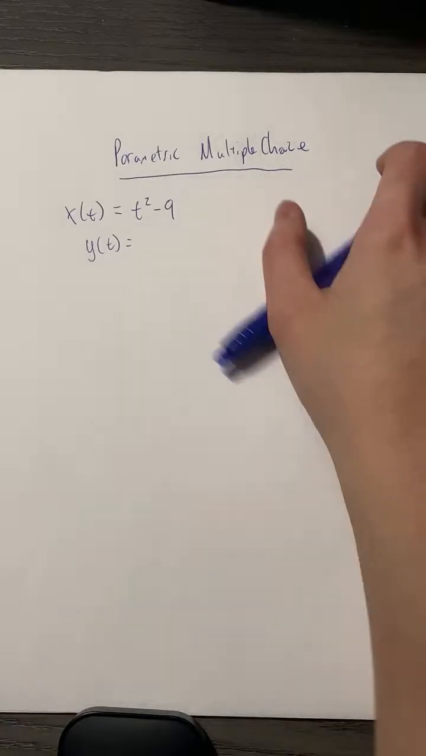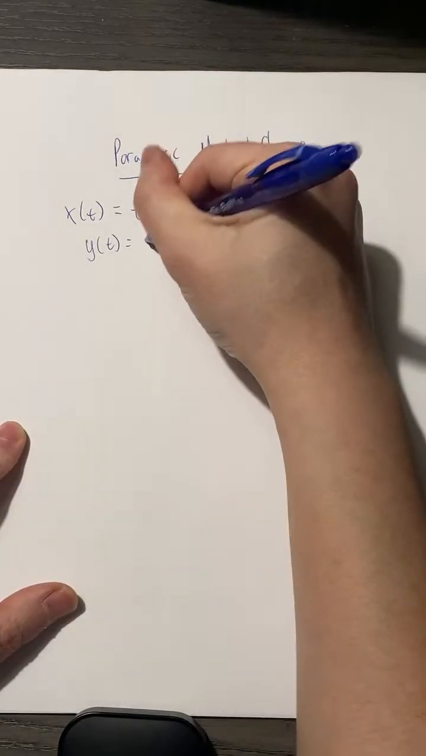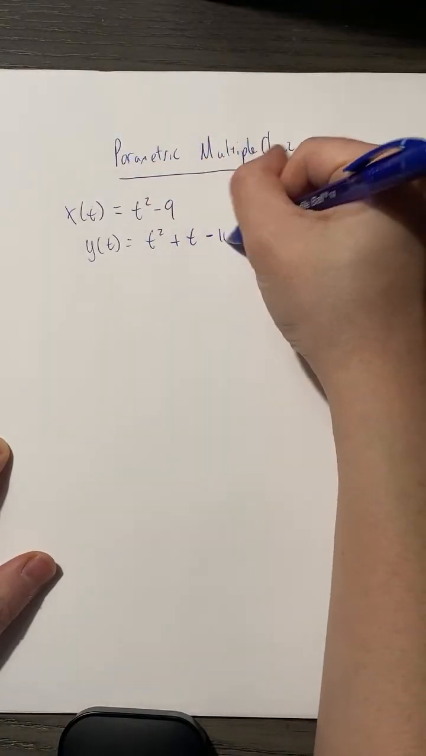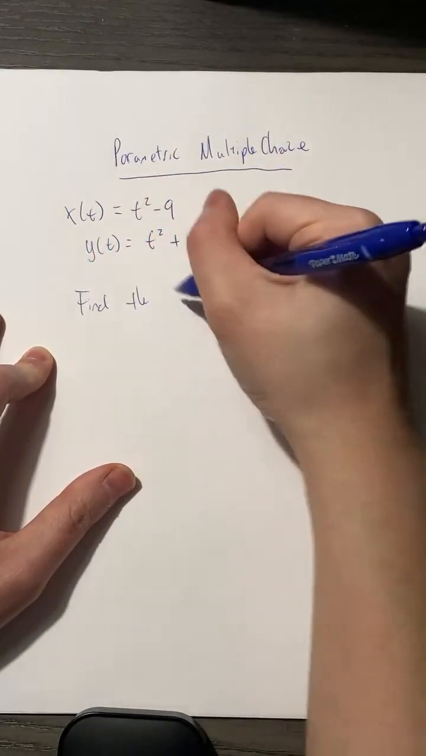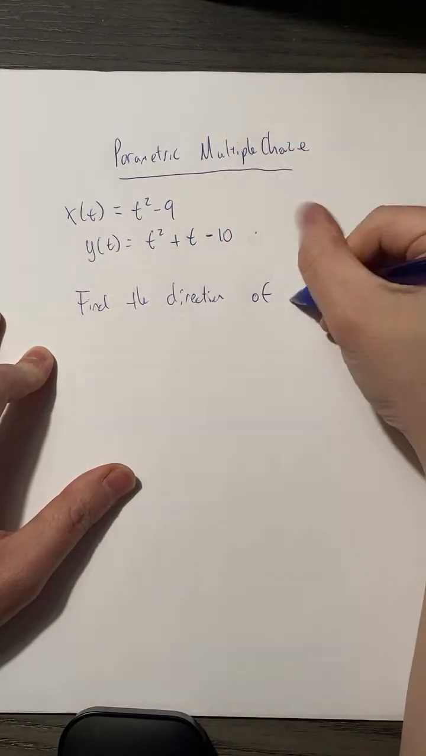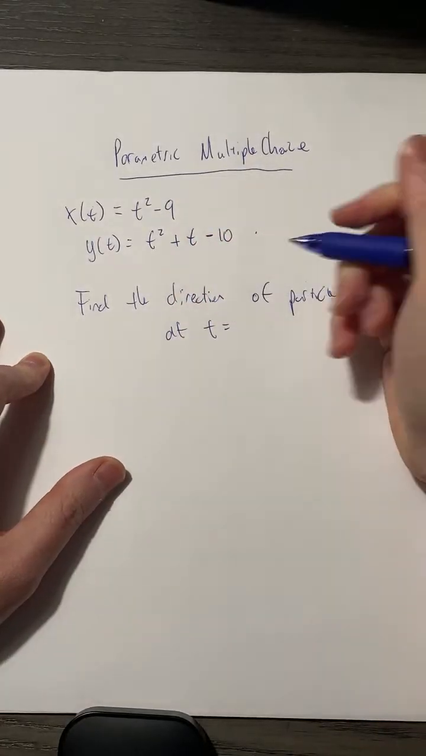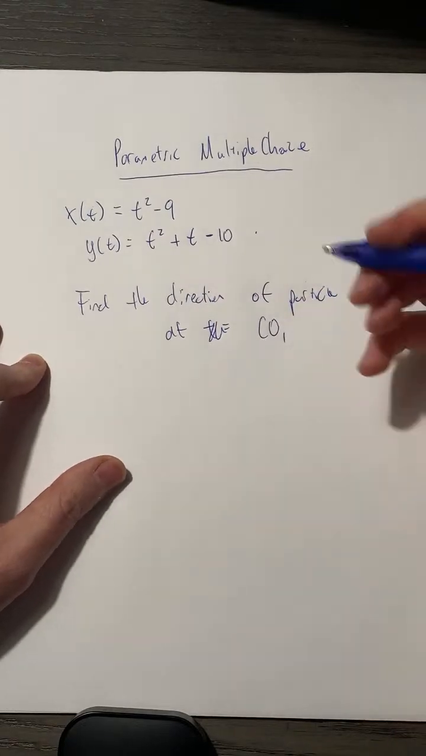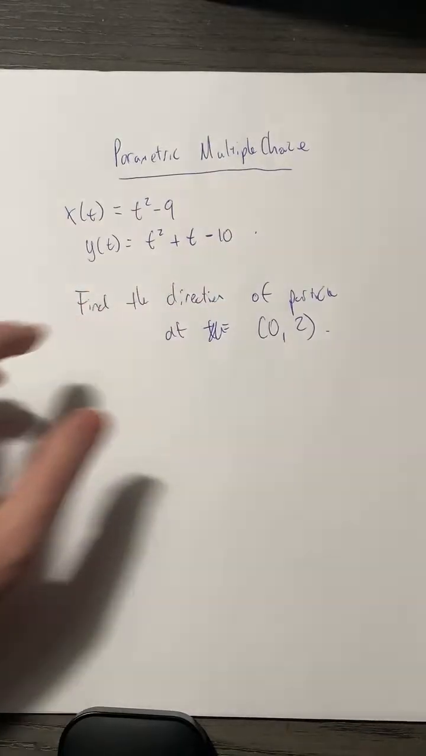Okay. Let's do t squared plus t minus 10. And we want to find the direction of the particle when the particle is at 0, comma, can't do math real quick, 2.